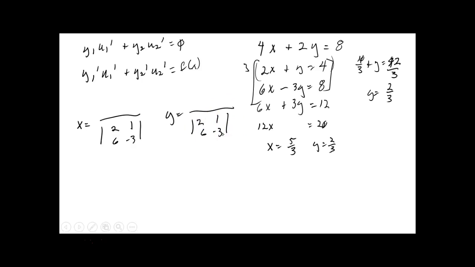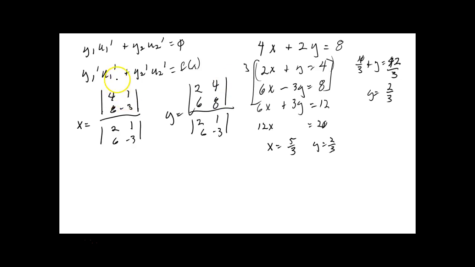Okay. Now, what are the numerators? The numerator for x is found by plugging in the constants rather than the coefficients. So that would be the determinant of 4, 1, 8, minus 3, and this one would be the determinant of 2, 4, 6, 8. That's what Cramer's rule says.